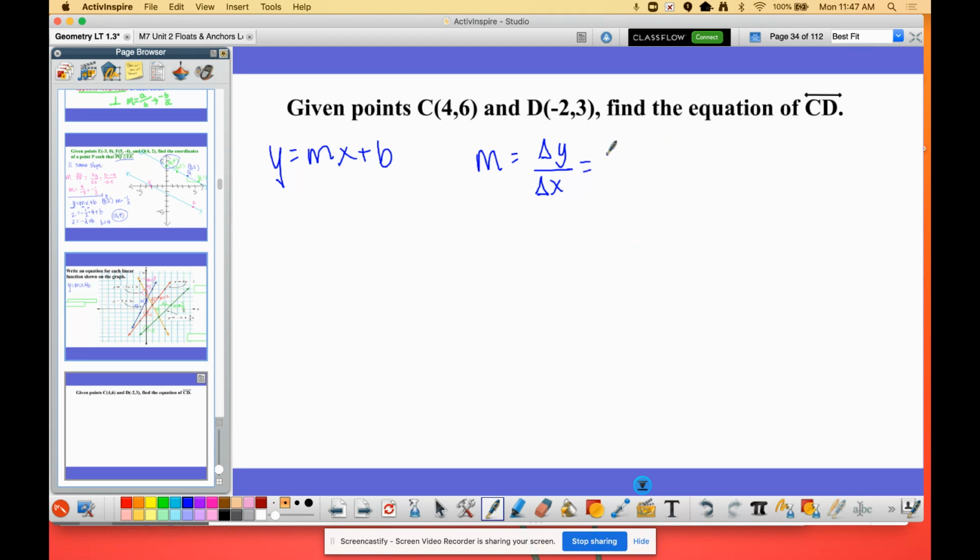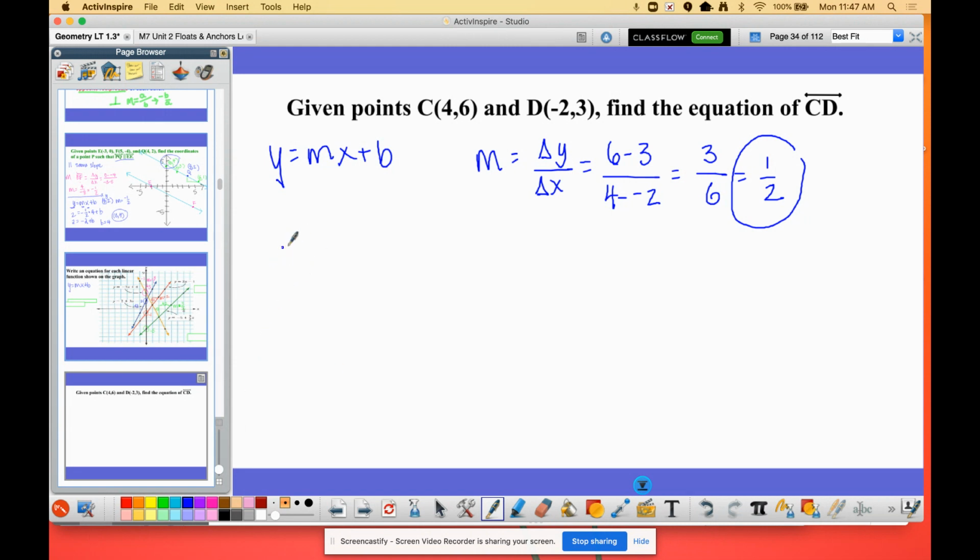So that means we would do 6 minus 3 and 4 minus -2. So we end up with 3 over, remember, subtracting a negative is the same as adding a positive. So 3 over 6, so our slope is 1/2. Remember that we're just finding the equation for this line, so we're not talking about parallel or perpendicular, okay? Now, to find what that y-intercept is, we're going to use the equation y equals mx plus b. We're going to use our slope, and we're going to use one of these points. And I'm going to show you using both points doesn't matter.